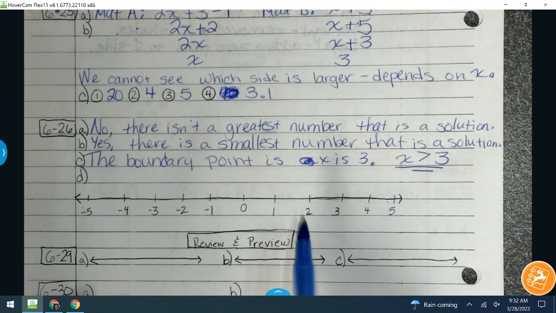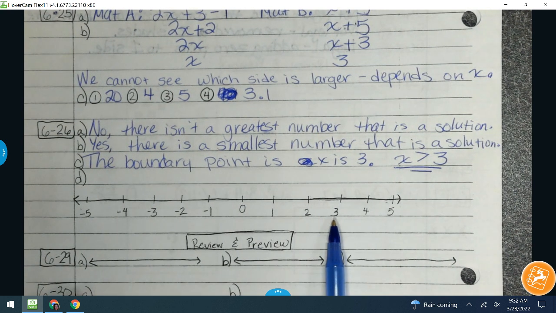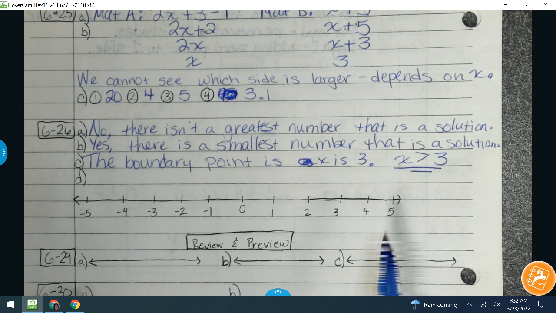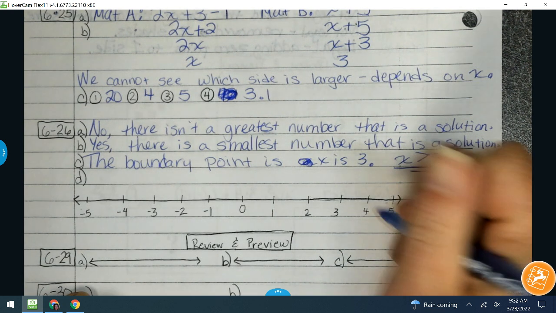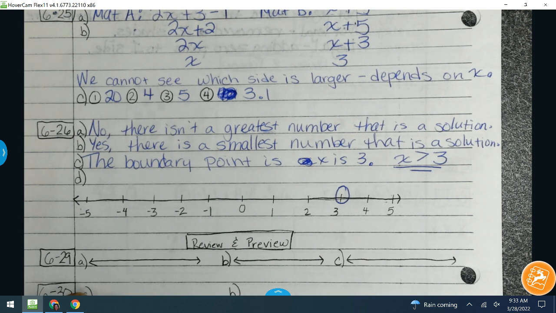So the first thing that I'm going to do is find 3 on my number line. Now, because it's x is greater than 3, it's not also equal to 3. 3 is not larger than 3. That's not a solution. I'm going to have an open circle like that. That means it's a boundary point, but it's not included in the answer. That is not a solution.